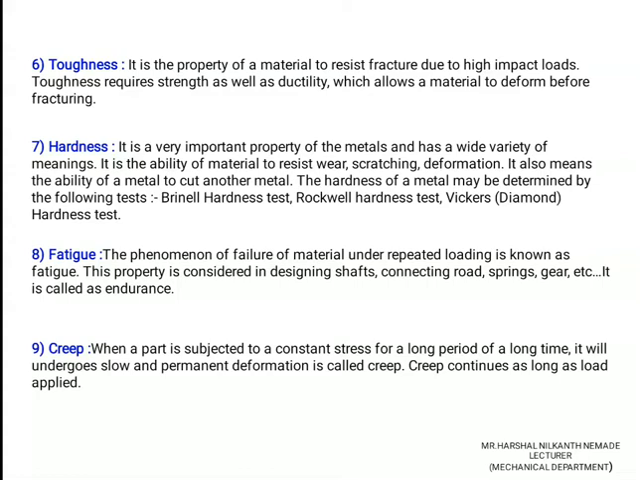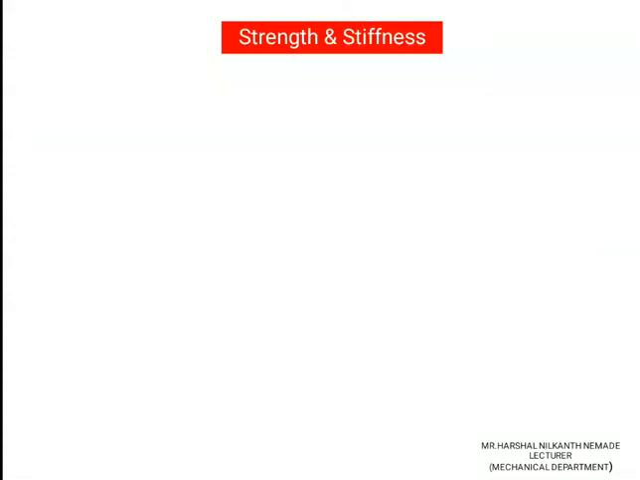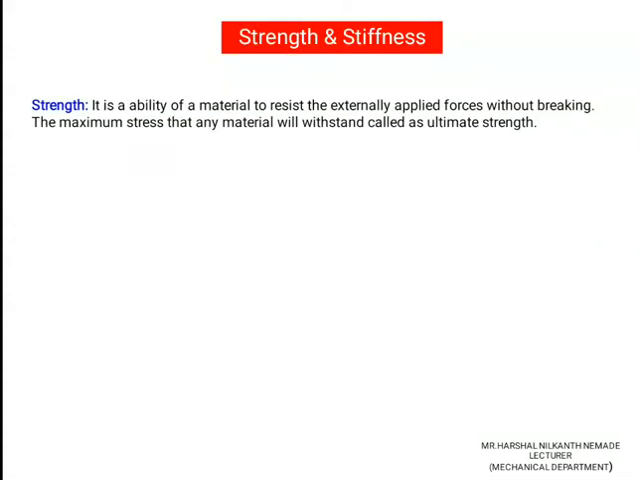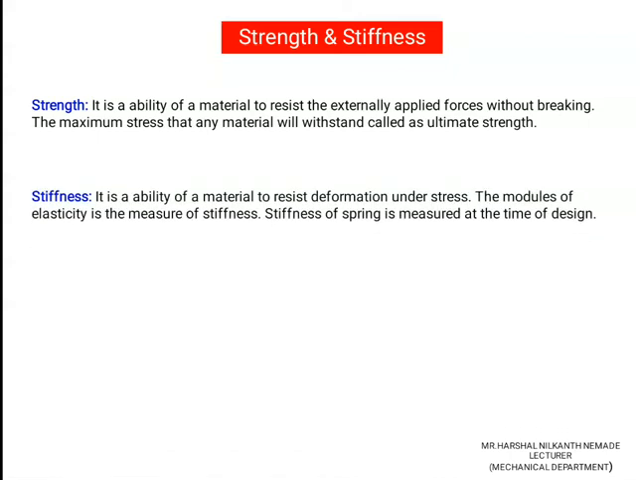These were the mechanical properties. Now strength and stiffness. Strength. It is the ability of material to resist the external applied force without breaking. The maximum stress that any material will withstand is called ultimate strength. Stiffness. It is the ability of material to resist the deformation under stress. The modulus of elasticity is measure of stiffness. Stiffness of a spring is measured at the time of design.